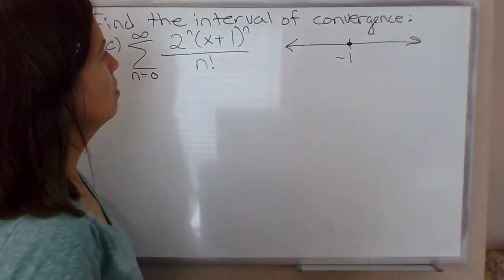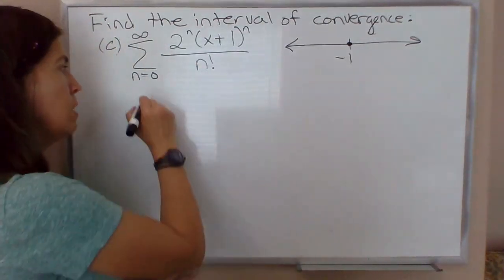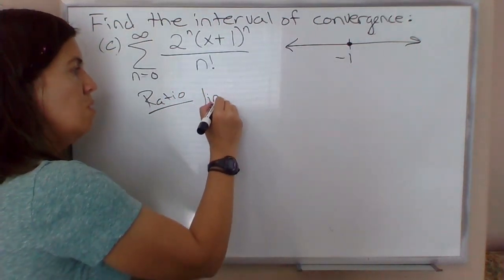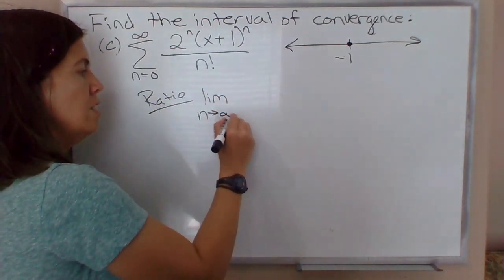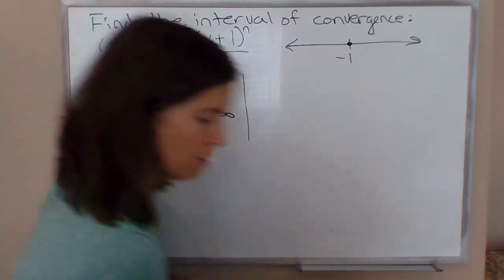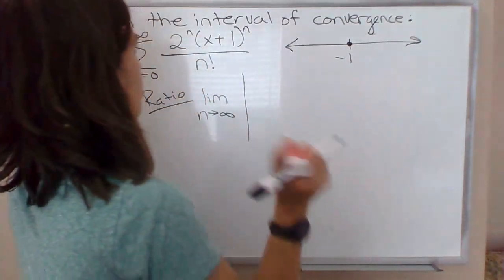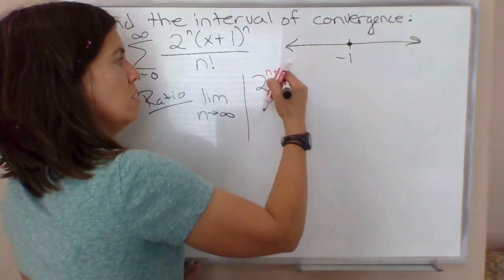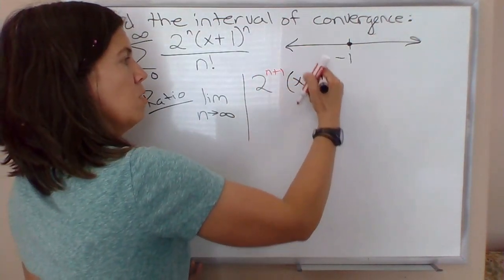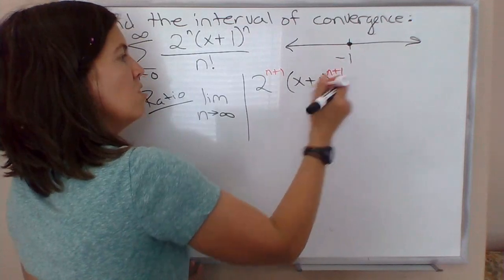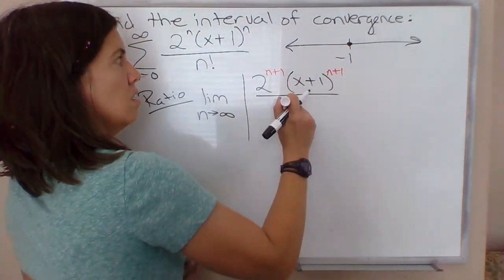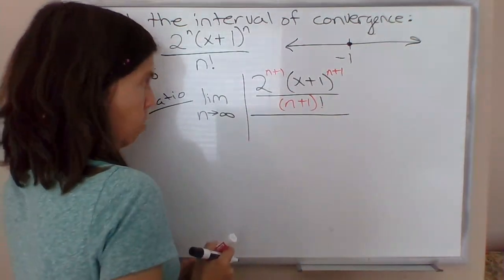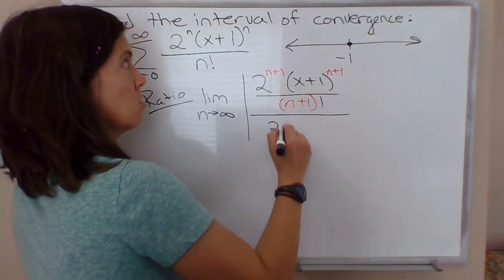That's the question. So I see a factorial, I'm going to go to the ratio test. Take the limit as n approaches infinity of the absolute value of the n plus 1 term, so 2 to the n plus 1 times (x plus 1) to the n plus 1, replace all of the n's with n plus 1's, over n plus 1 factorial. All of that over the nth term, where you just copy what you see.